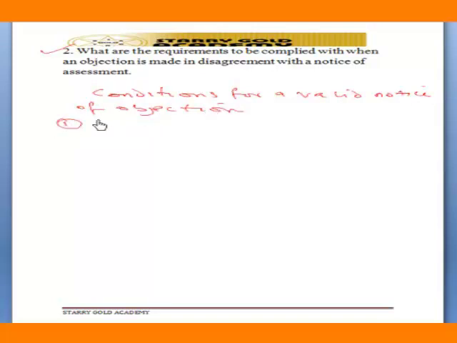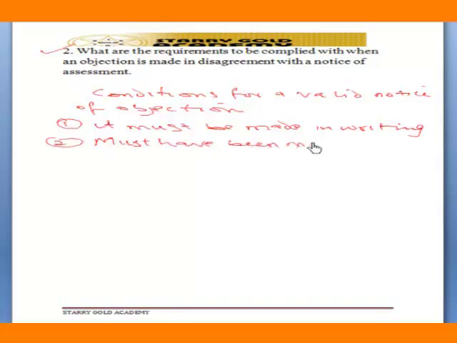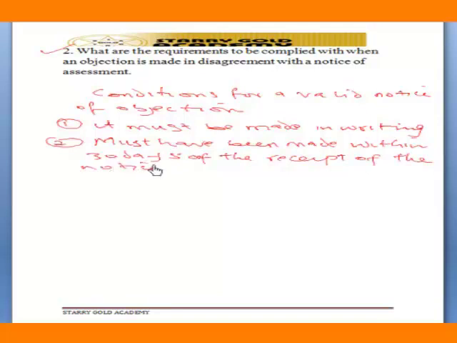One, it must be made in writing. Two, must have been made within 30 days. I did mention that in the course of the lecture, 30 days of the receipt of the notice of assessment. And what's the third one?